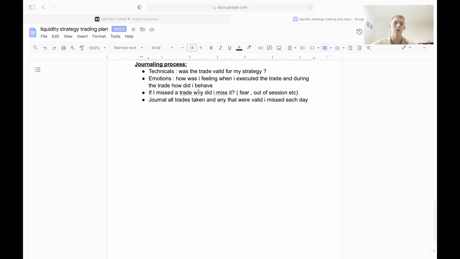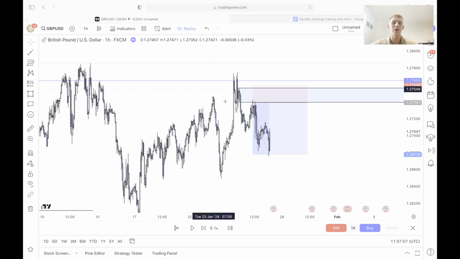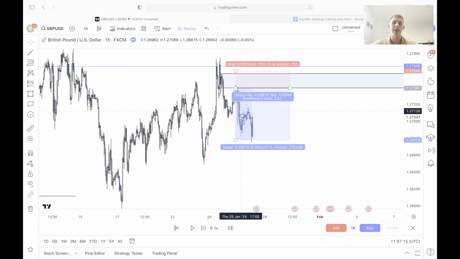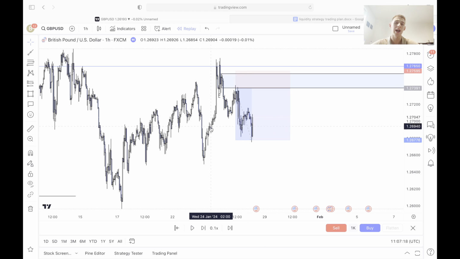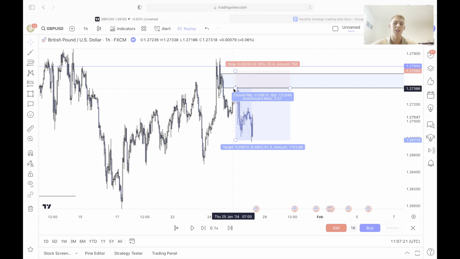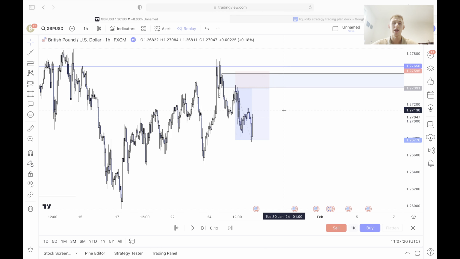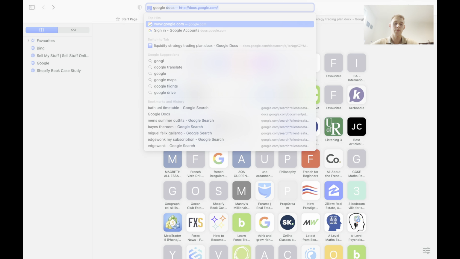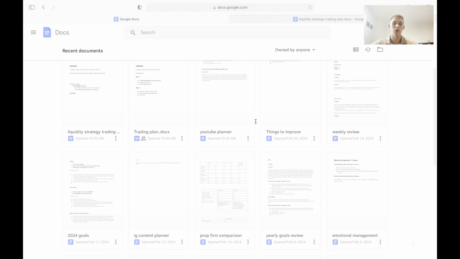So if you miss a trade, why did you miss it? This is also included in the emotions section. And we are also journaling any trades that we missed as well. Obviously you can say that any of these trades you missed, but we want to be jotting down the missed trades that were valid due to our strategy. So let's say at the end of the day, I'm going back through the price action and I noticed that we had this trade here, but at the time I didn't enter the trade, then I would still note that down as a missed trade as well. And just to give you guys an example of how I would actually go about doing this, I will show you an example.